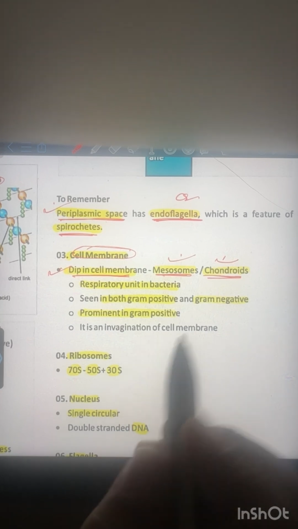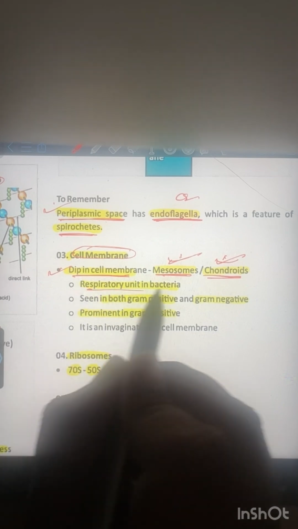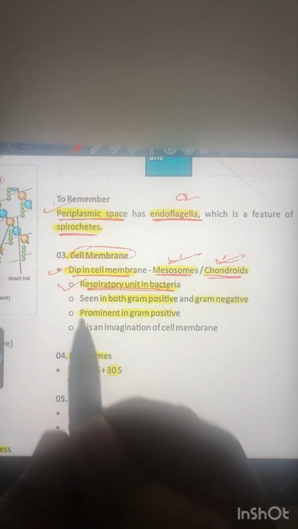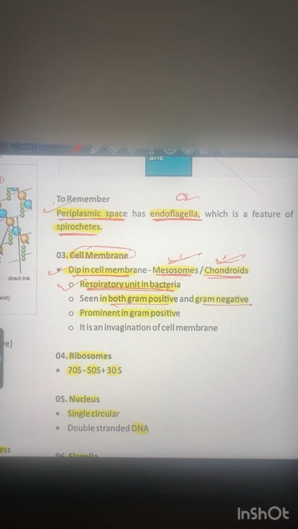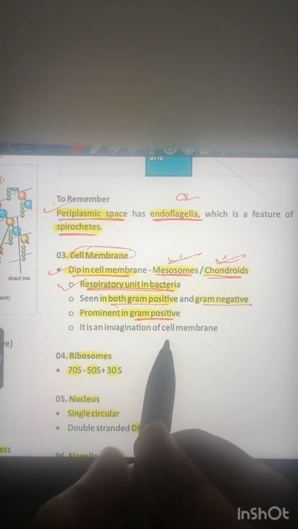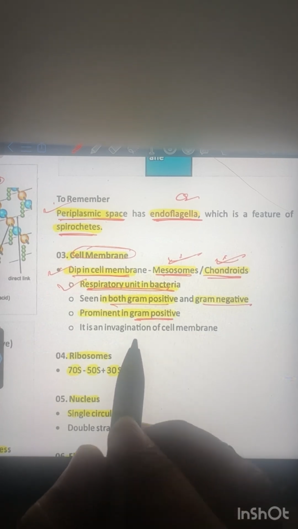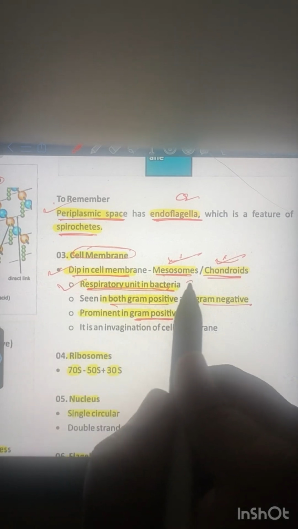What are mesosomes and chondroids? They function as a respiratory unit. This is how the bacteria breathes. This is a respiratory unit, and it is more prominent in gram positive. It is present in gram positive and gram negative organisms, but it is more commonly a feature of gram positive organisms. So there are 3 questions on mesosomes or chondroids that you get. Question number 1: it is an invagination of which layer? The cell membrane. Which bacteria has more of it? Gram positive has more of it. And what is its function? It is going to be utilized as a respiratory unit. So we all have understood what are the mesosomes or the chondroids.